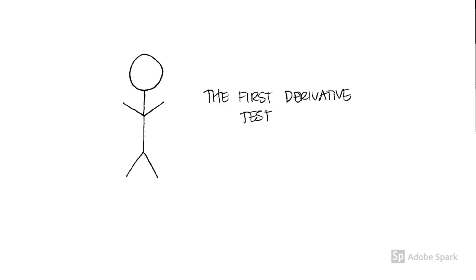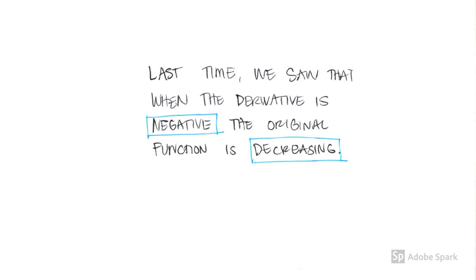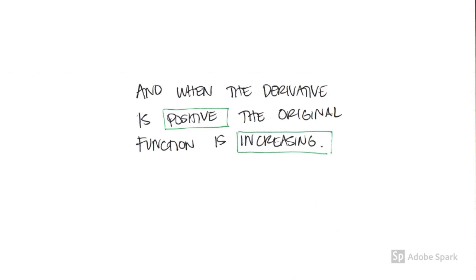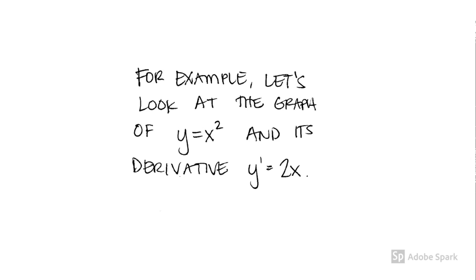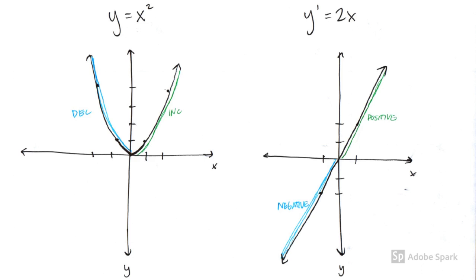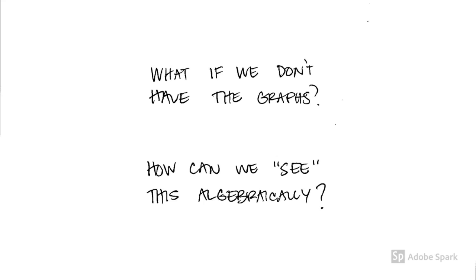Hi everyone, today's lesson is about the first derivative test. Last time we saw that when the derivative is negative, the original function is decreasing, and when the derivative is positive, the original function is increasing. For example, let's look at the graph of y equals x squared and its derivative y prime equals 2x. Where the original function is decreasing, the derivative is negative, and where the original function is increasing, the derivative is positive. But what if we don't have the graphs?